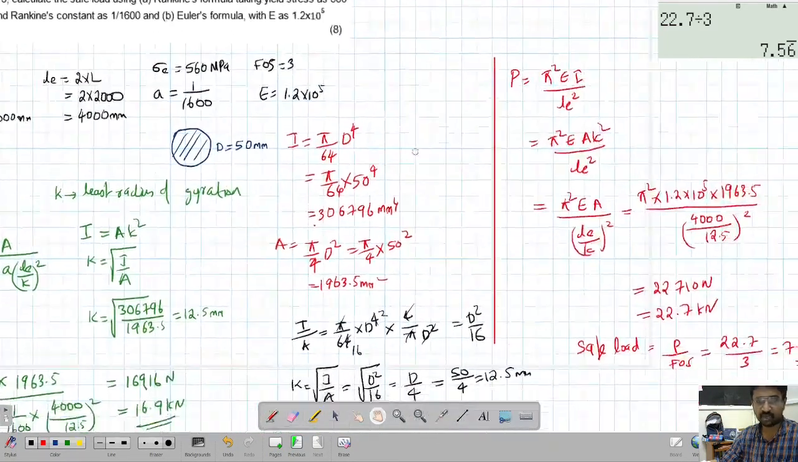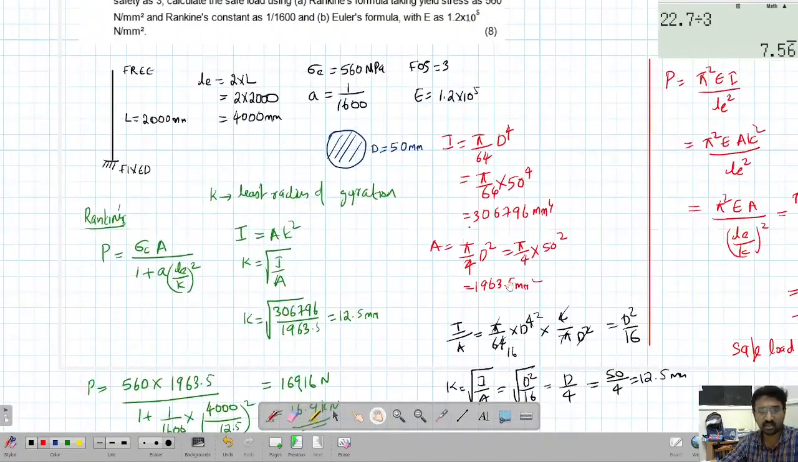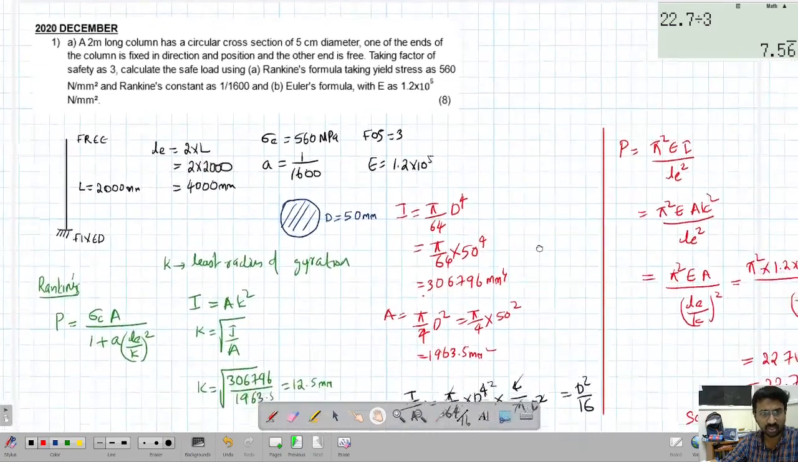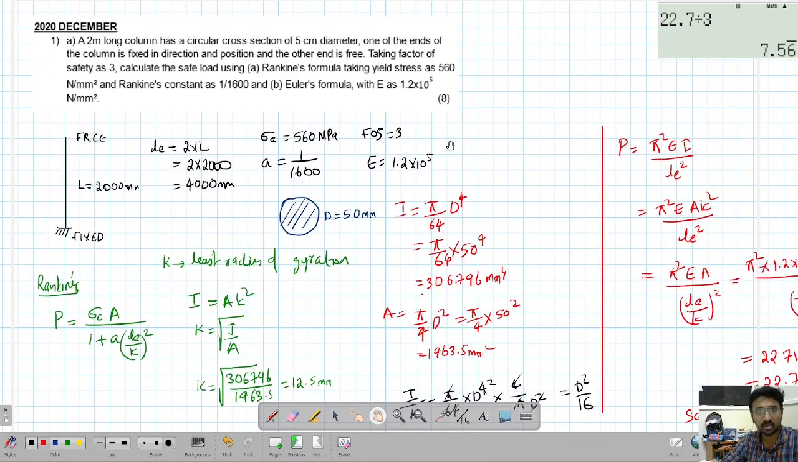So this is for 8 marks. It's pretty simple and straightforward. Some calculations are involved, but I hope you understood how to solve this kind of problem. So thank you. We will solve another problem in the next video.